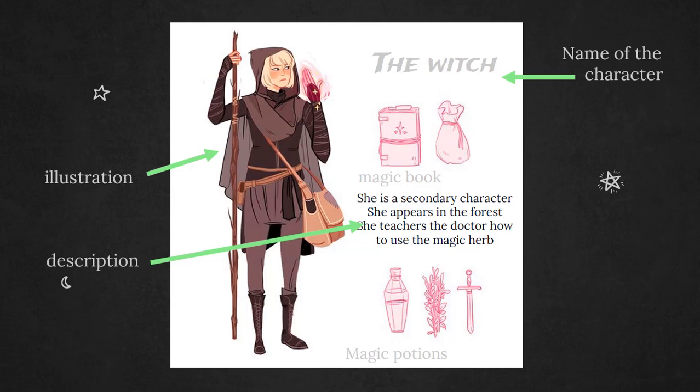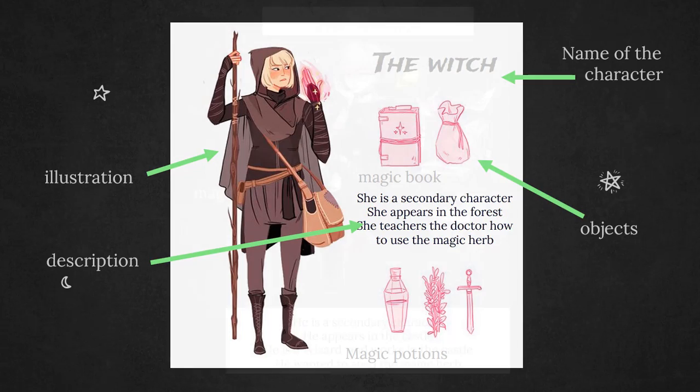You are going to write a description. For example, the witch que yo inventé es, she's a secondary character. She appears in the forest and she teaches the doctor how to use the magic herb. En mi inspiración de este character, ella aparece in the forest y ella le enseña al doctor cómo usar the magic herb. Entonces yo aquí le puse que tiene objects, right? Tiene magic book and magic potions. Yo inventé este character inspired in the tale.